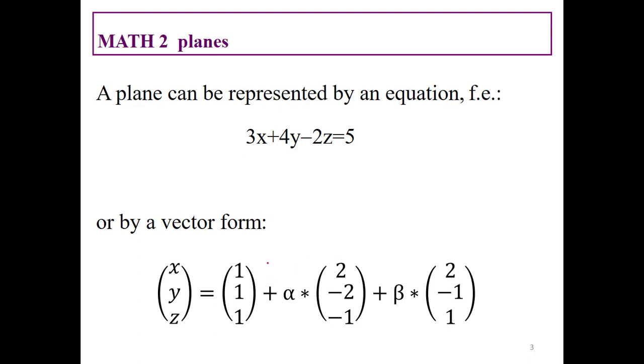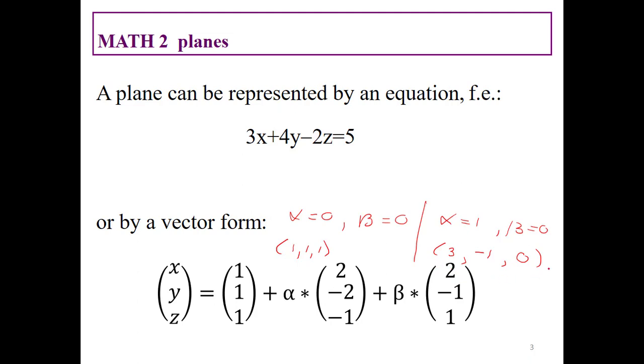So if we look at possible points on this plane with the help of a vector form, then we'll just choose values for alpha and beta. Simplest one is choose alpha being 0 and beta being 0. And then we have the point 1, 1, 1. Okay, another simple one would be choose alpha being 1, beta being 0. And then we would have the point 1 plus 2 would be 3. 1 minus 2 would be minus 1. And 1 minus 1 would be 0. So again, possibilities for this plane.